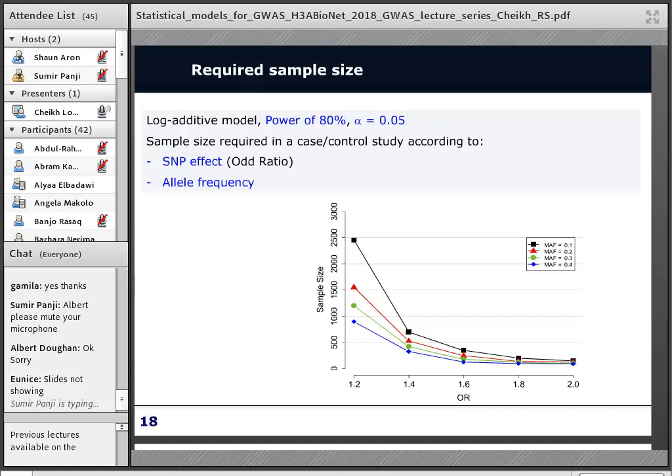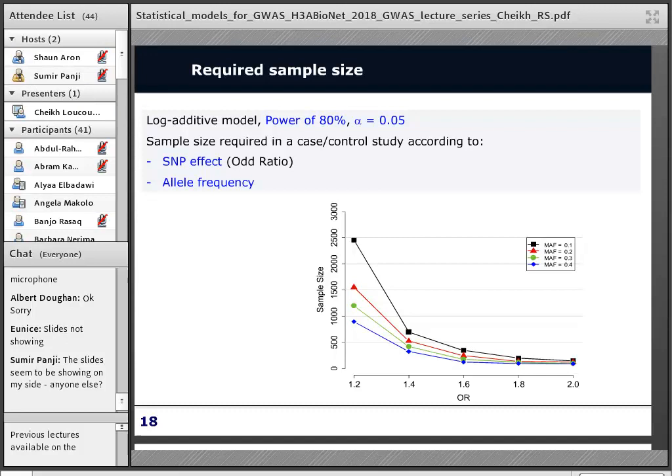Yeah, and for this type of design also, you can compute the sample size required for your study, and it depends on four parameters. The four parameters are the threshold of your test, the significance threshold here alpha equals 0.05, the target power, here if you want to have a power of 80%, the allele frequency and the effect size. The effect size here is the odds ratio.